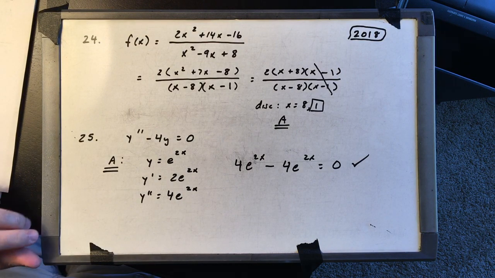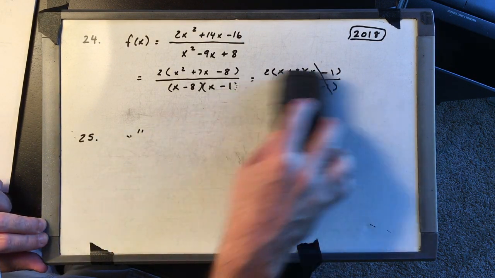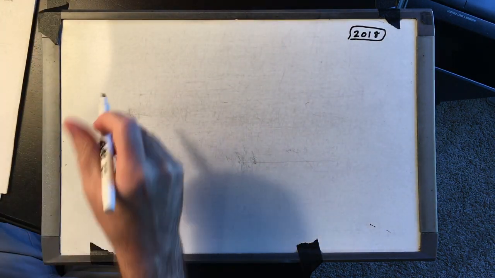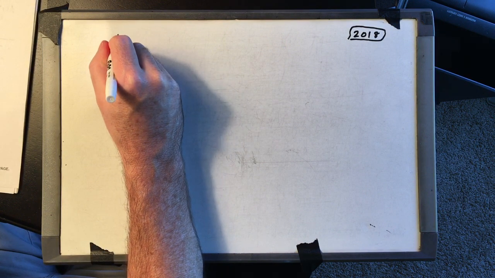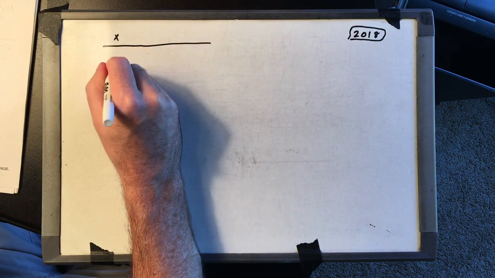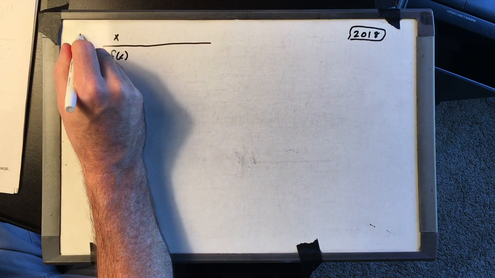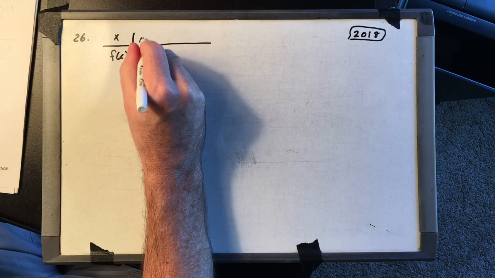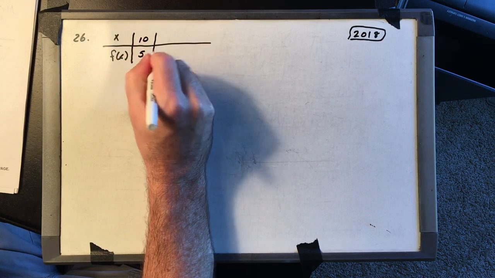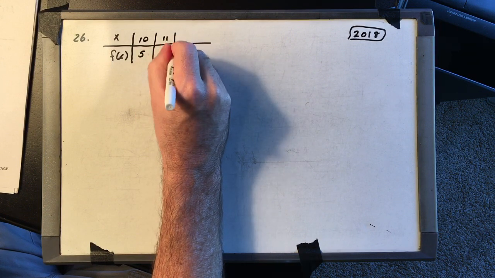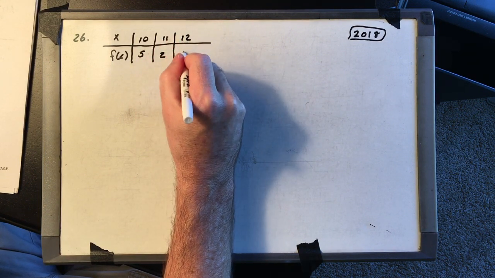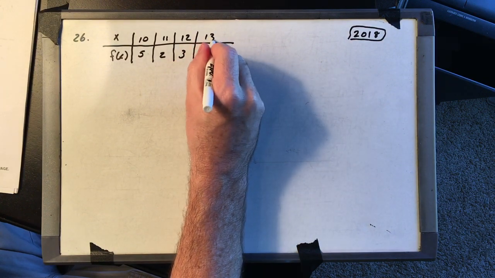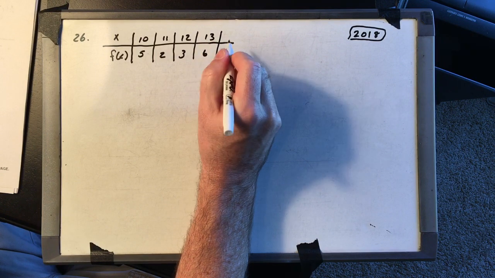Pause the video if you need to. I'll erase. Okay, so we have x and f of x. This is number 26. I'll go ahead and write out these values. We have 10, 5; 11, 2; 12, 3; 13, 6; 14, 5.